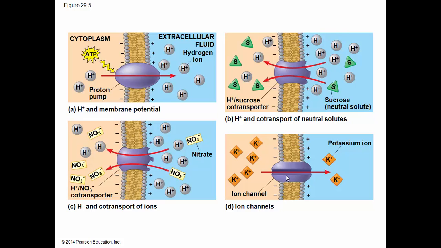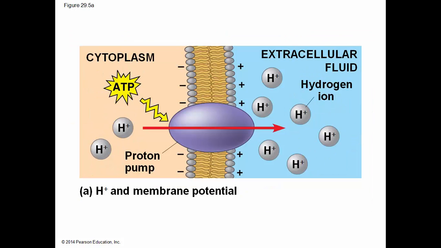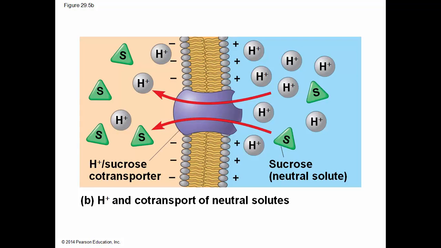For example, a potassium ion channel is involved in the release of potassium from guard cells when the stomata close. We'll go into that in greater detail. Okay, so here's the proton pump. It's building up hydrogen ions, positive charges on the extracellular fluid.